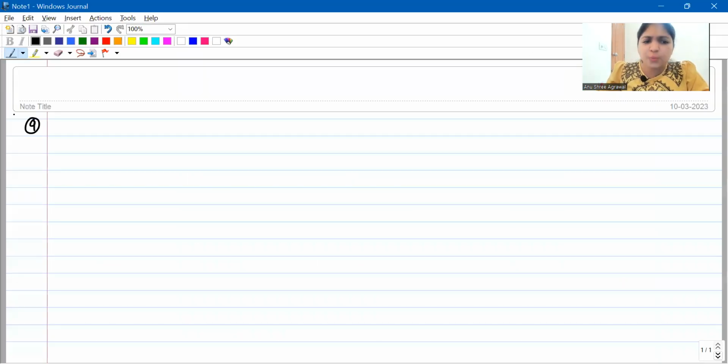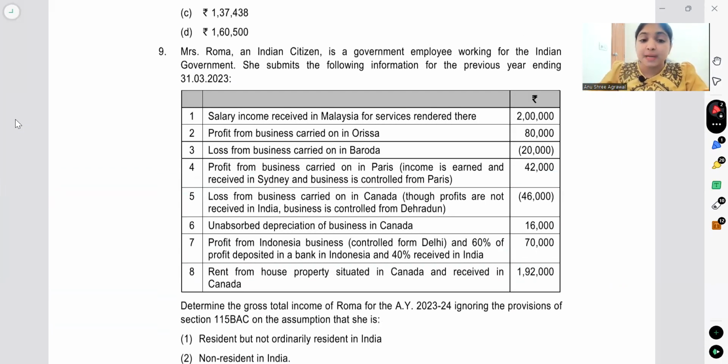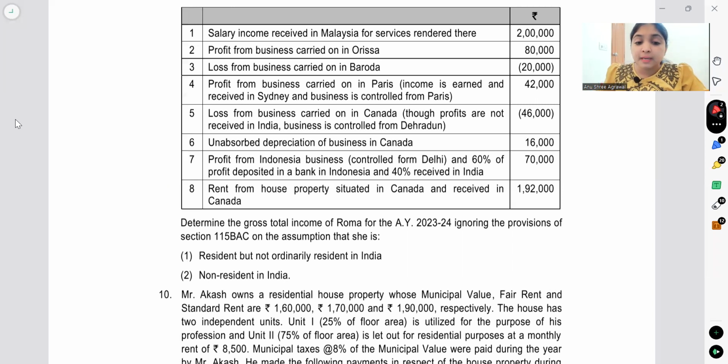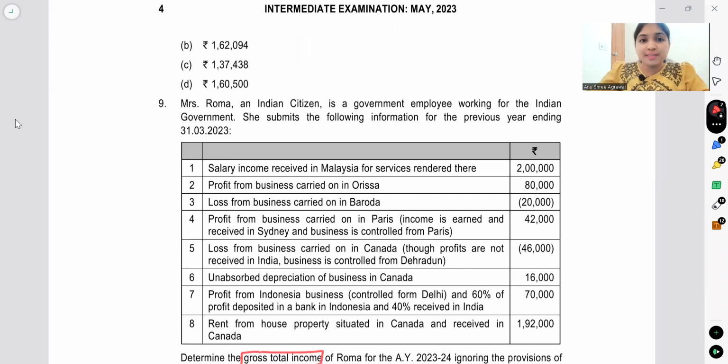Let's read the question. What exactly is the question asking us? Mrs. Roma, an Indian citizen, is a government employee working for the Indian government. She submits the following information for the previous year ended 31st March 2023. Determine the gross total income of Roma, ignoring the provisions of 115 BAC, on the assumption that she is resident but not ordinarily resident, RNOR, or she is non-resident, NR. Okay, so the question tells us that we have to find out her GTI.